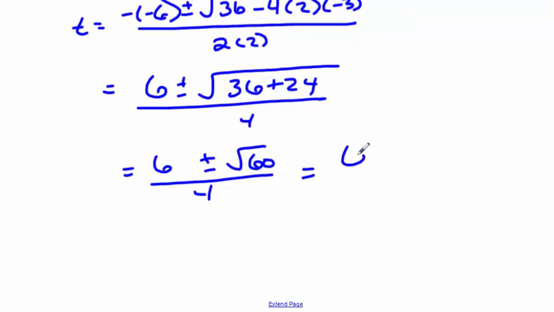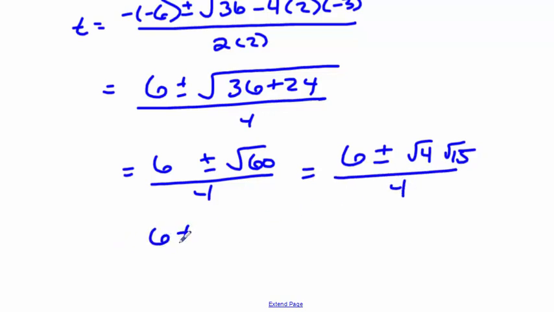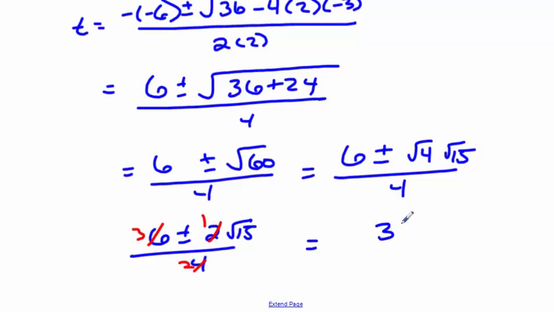And this can be separated into 6 plus or minus the square root of 4 times the square root of 15 over 4. So 6 plus or minus 2 square root of 15 over 4, which I can reduce by dividing by 2. So my answer is going to be 3 plus or minus the square root of 15 over 2.